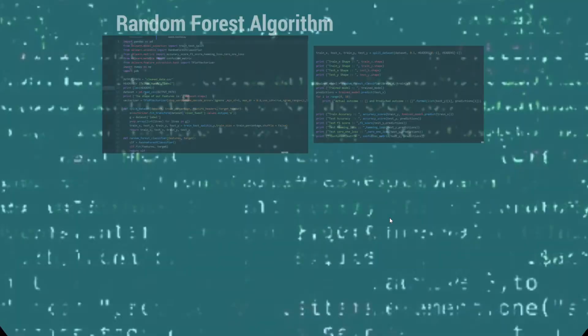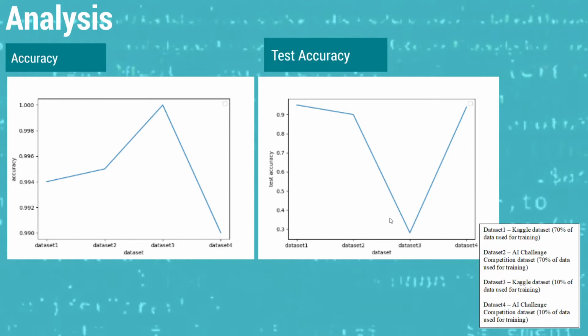I drew different graphs by testing the model with different data sets. Data set 1 is from Kaggle, and 70% of it is used for training. Data set 3 is again from Kaggle, and only 10% of the data is used for training. Data sets 2 and 4 are from the AI Challenge competition, where 2 uses 70% for training, and data set 4 uses only 10% for training. What I could analyze at the end was that, for data set 4 in the first graph, accuracy, even with 10% of data, which is around 2000 phrases, I am able to get an accuracy of 0.990. This is because it is a binary classification, non-hate speech and hate speech. So this is the outcome.